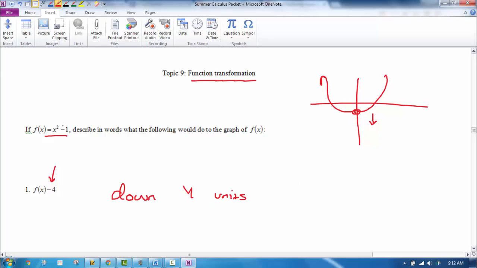You know, you could actually do it. So here's f of x, x squared minus 1, and if you subtract 4, you get x squared minus 5, which is going to go through negative 5 down here, shifted down 4 units from the original. So you would just say down 4 units.